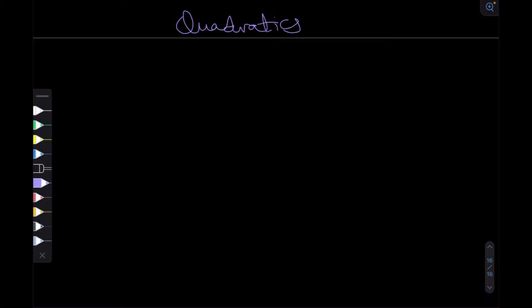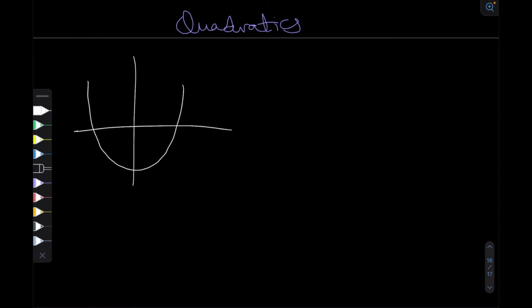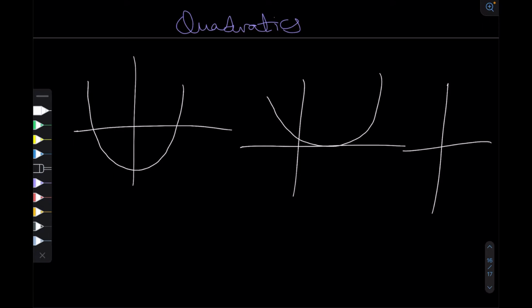Hello, welcome back. So, we already looked at sketching, and one thing you might have noticed is that there are certain graphs which cross the x-axis, there are certain graphs which just touch the x-axis, or there are certain graphs which don't touch the x-axis at all, right? So, that's what we're going to look into.